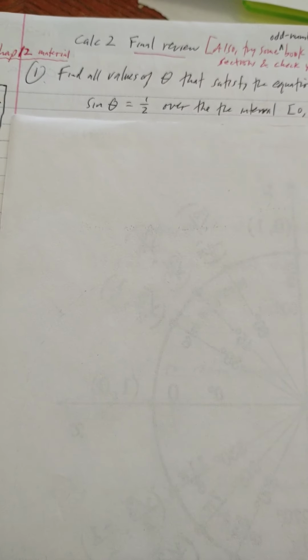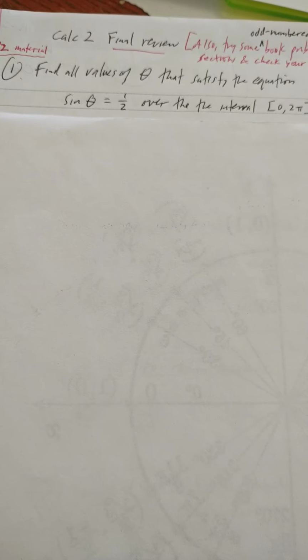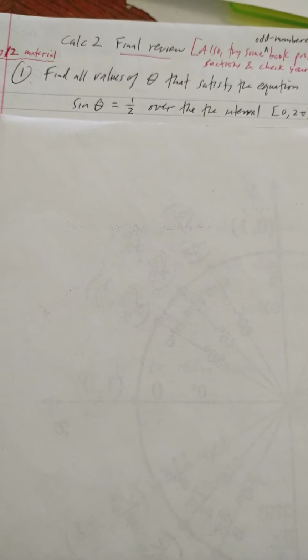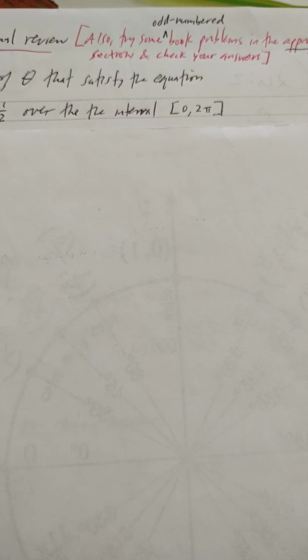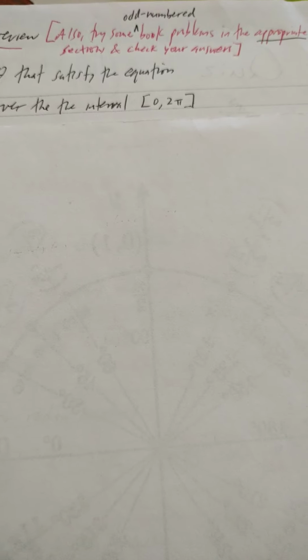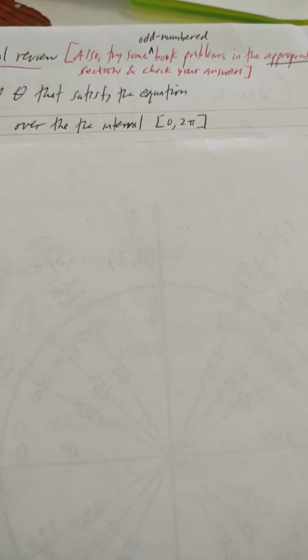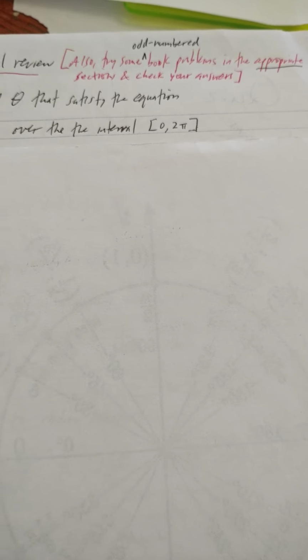All right, hello. This is a Calculus 2 final exam review. In addition to the methods I said you should study in a class email, here's another one I forgot to say. Also, try some of the odd-numbered book problems in the appropriate sections. Just study the sections that will be on the final, and then you can check your answers in the back of the book or ebook. That's another way to study for the final.